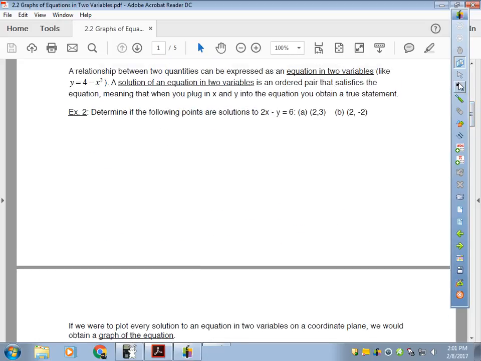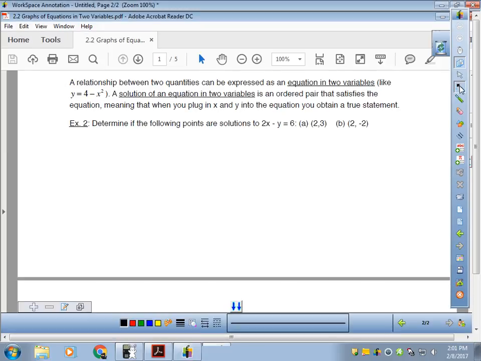Now, when we have a relationship between two quantities, we call that an equation in two variables. Something like y equals 4 minus x squared. We have two different variables, y and x, and it's an equation because it has an equal sign in it. Now, solutions to these equations are any ordered pair, any x and y, that make this a true statement, that actually make this work. And so all you have to do is take an x and a y and plug in, and you can see if it is a solution or not.